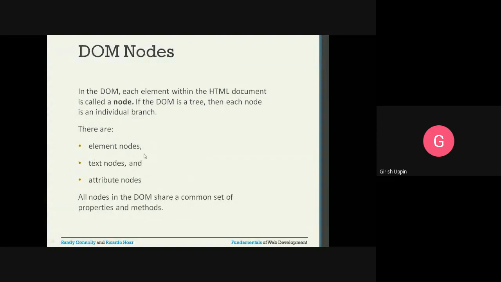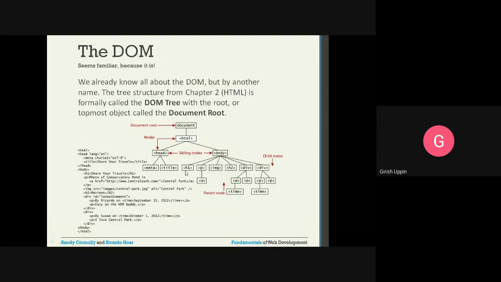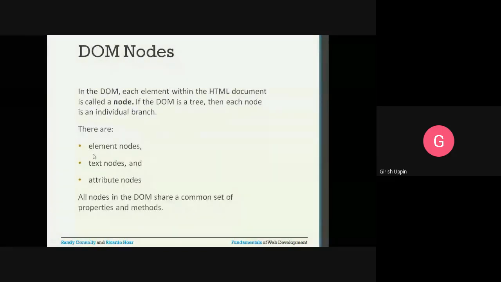Element node. What is the meaning of an element node? These are the element nodes: h1, paragraph, image, h2, div. All these are element nodes, meaning HTML element nodes.